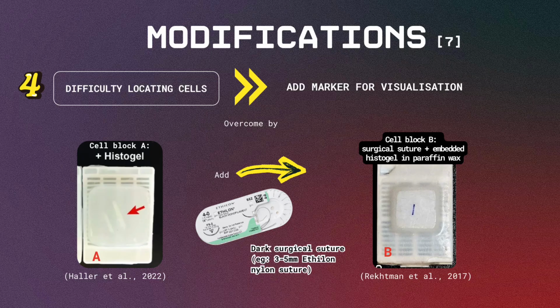Thus, to overcome this, we can use a short fragment, about 3 to 5 mm, of dark surgical suture or thread to be added to the histogel as a marker for the cell pellet location. As you can see in cell block B, this is an embedded histogel with surgical suture. Now you can locate your cell pellet easily.